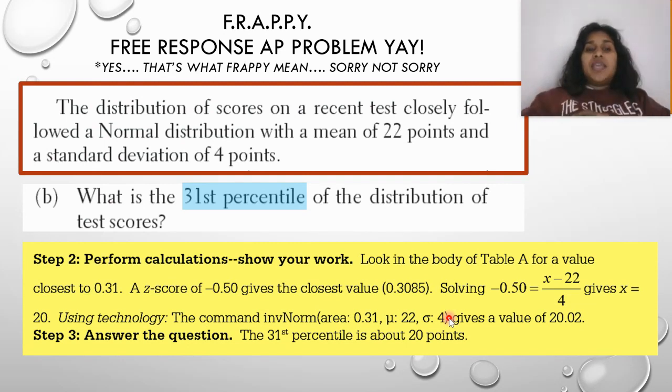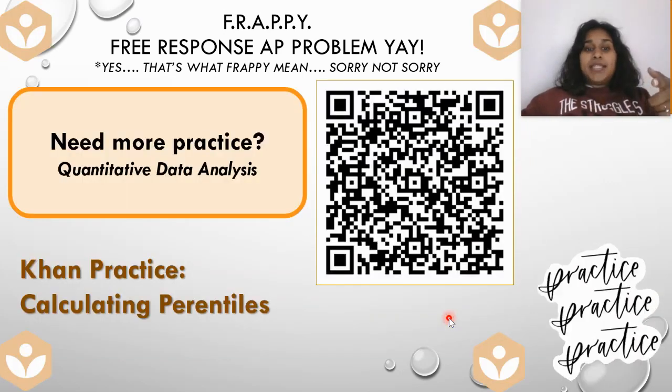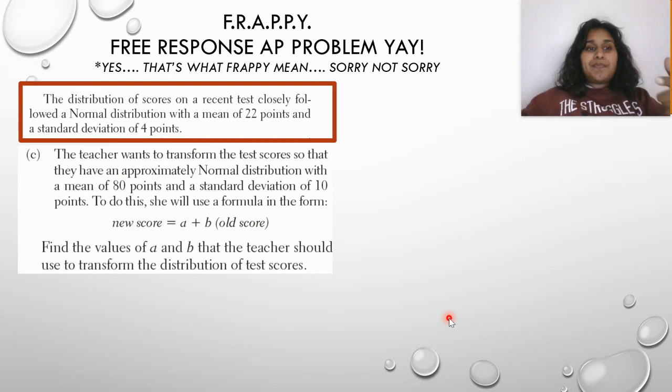One quick thing, if they had asked for, nope, never mind. It doesn't work that way. Don't know what I was trying to think of. Okay, never mind. Let's move on to question C. Of course, here's your practice, calculating percentiles.